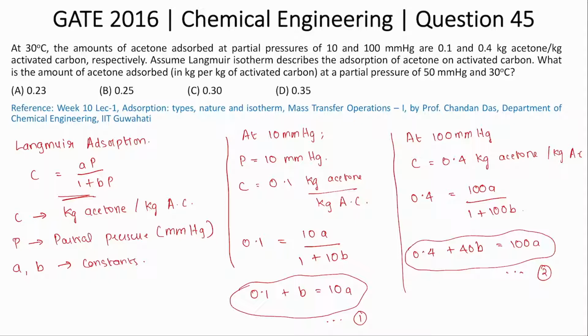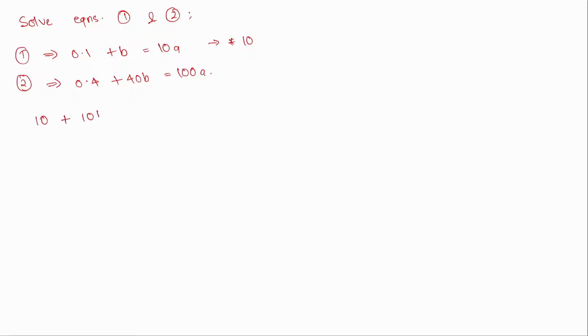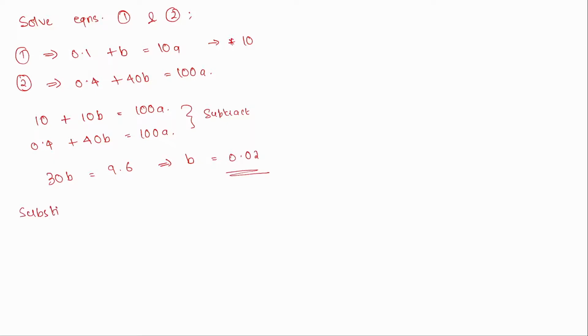Now, we have to solve equation 1 and equation 2 simultaneously. In equation 1 we have 0.1 plus B is equal to 10A, and in equation 2 we have 0.4 plus 40B is equal to 100A. Now we can solve this by multiplying equation 1 by 10, and simultaneously solve this set of equations as follows. So solving this set, we'll get B is equal to 0.02, and by back substituting the value of B into the system, we'll get A is equal to 0.012.